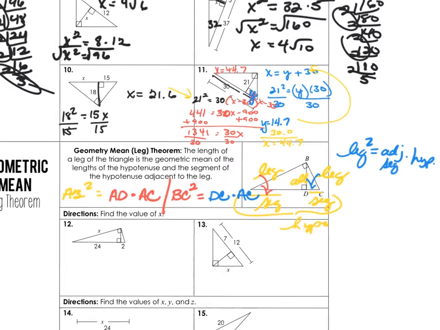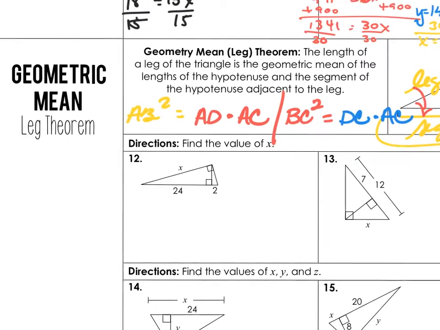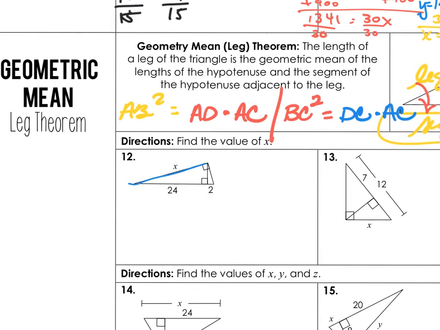Okay, so let's work this problem right here. So we have to practice. X happens to be a leg. This is a leg. We're solving for the x leg. So x squared is equal to the adjacent segment, which is 24, and then the whole hypotenuse is 26. And so we multiply those and we get 1624. And then take the square root, which requires us to do the factor tree.